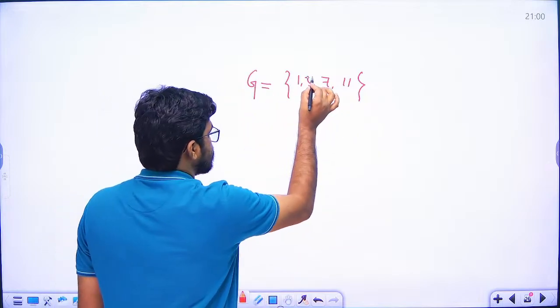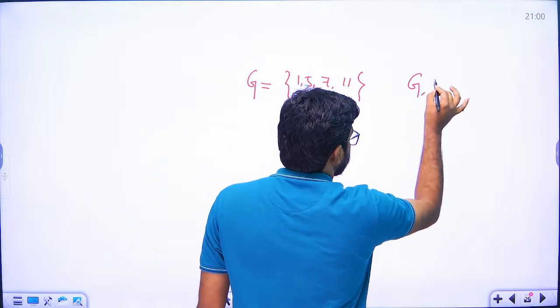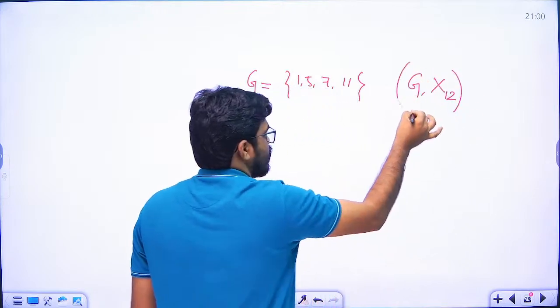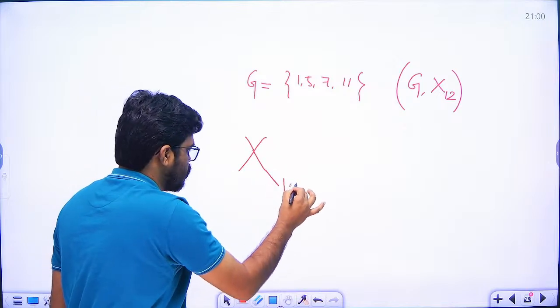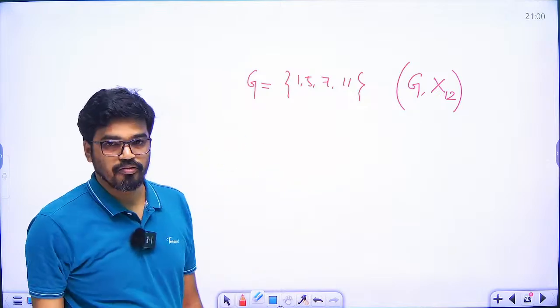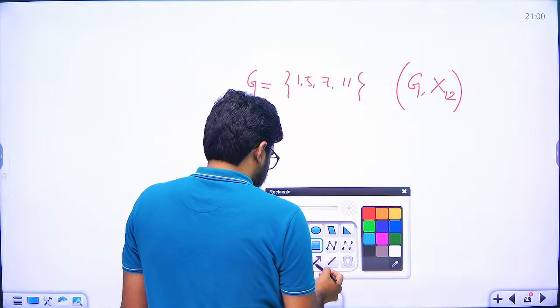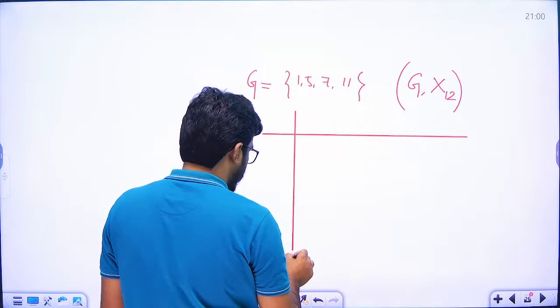Suppose this is the set G. We have to show that G is a group with respect to multiplication modulo 12. Multiplication modulo 12. So first you construct the composition table.